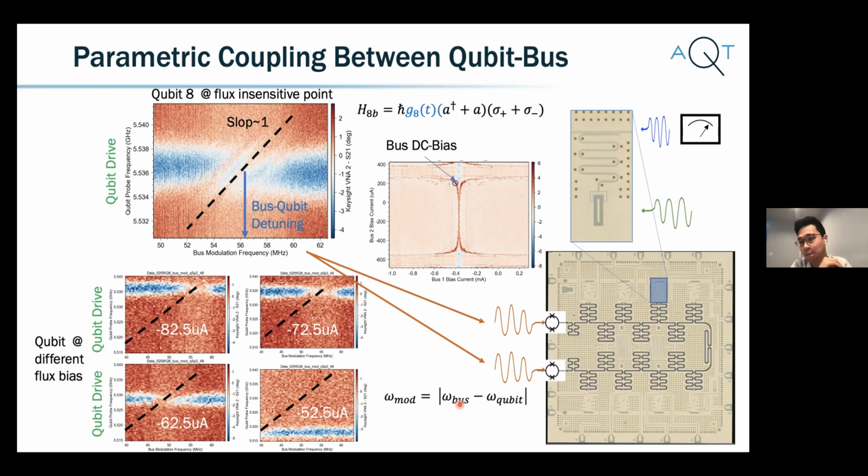Okay. Were you referring to the T1 or T2 star just now? T1. T1 varies depending on where you park it. The only way to deal with it is that the fridge has this DC magnetic flux noise, so for the flux line, currently, if you are away from the insensitive point, you get about a one microsecond T1 time, but at the insensitive point, you get almost 10 microseconds.